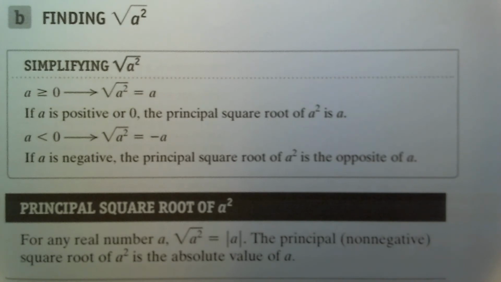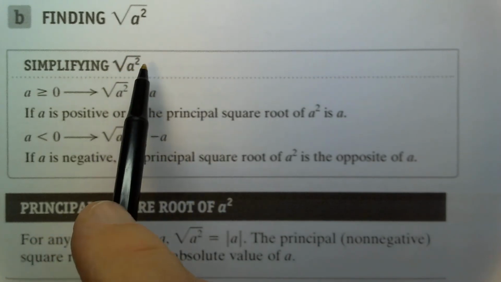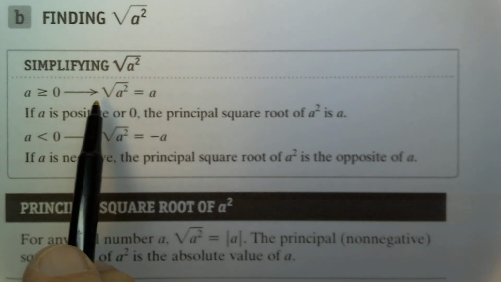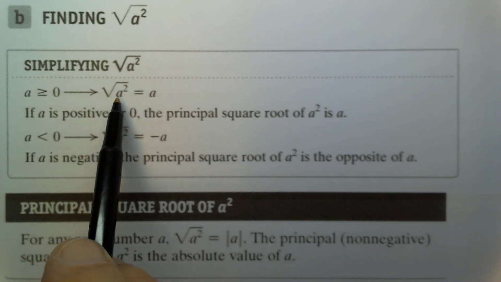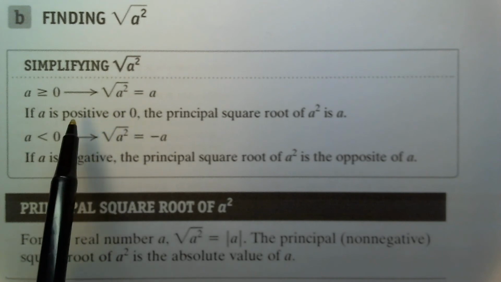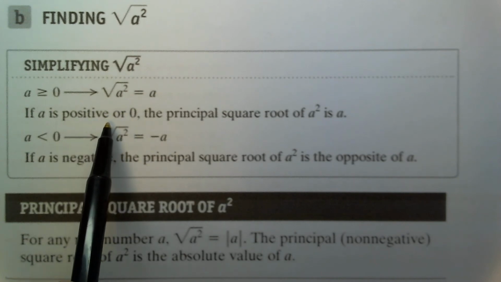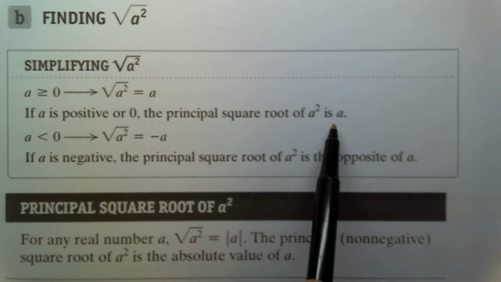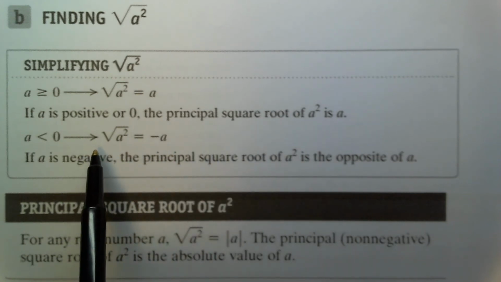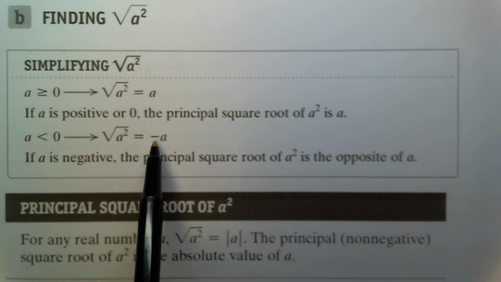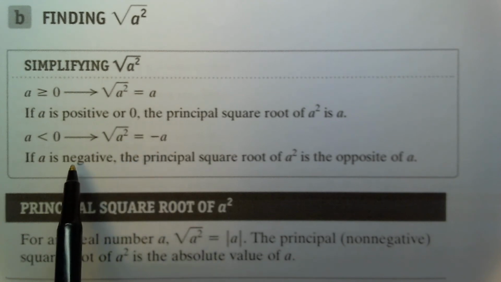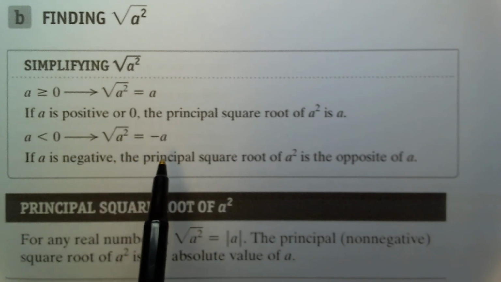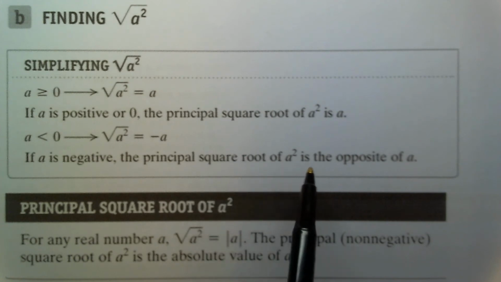Finding the principal square root of a squared. Simplifying square root of a squared. When a is greater than or equal to 0, then the square root of a squared is equal to a. If a is positive or 0, the principal square root of a squared is a. And if a is less than 0, then the square root of a squared is equal to negative a. In other words, if a is negative, the principal square root of a squared is the opposite of a.